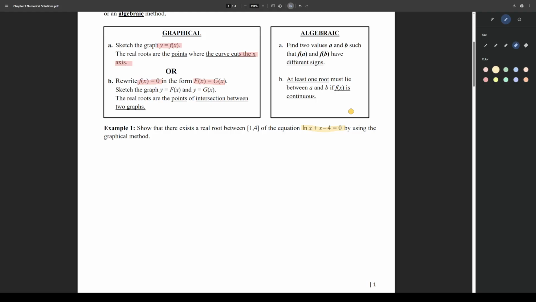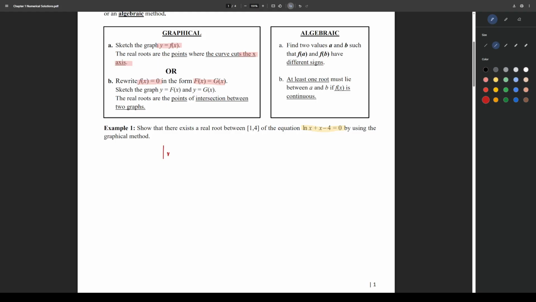Okay, so first step kita pindahkan dulu. Kita jadi on the left hand side satu equation, on the right hand side satu equation. Bukan equation lah, satu function. Function yang kamu boleh sketch. Yang kamu buat function yang tak boleh sketch. Okay, so kita ada ln x plus x minus 4 kan. So kita pindah, we move x minus 4 to the other side.